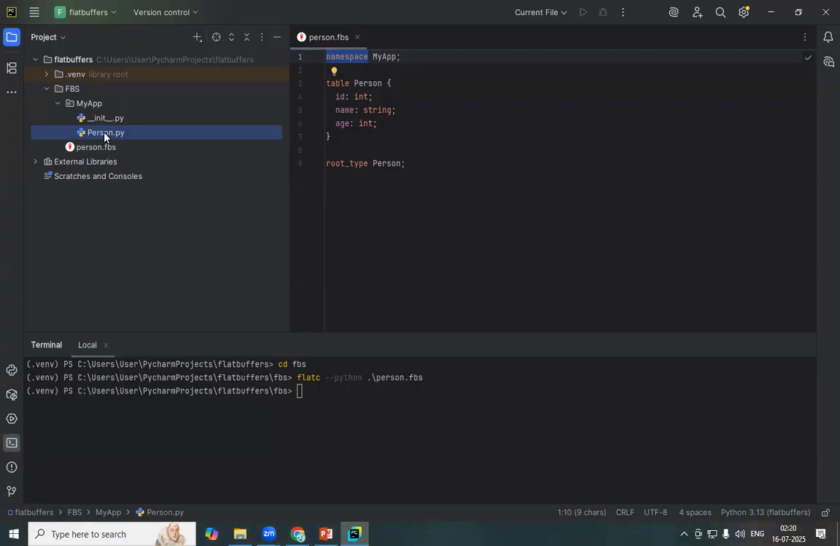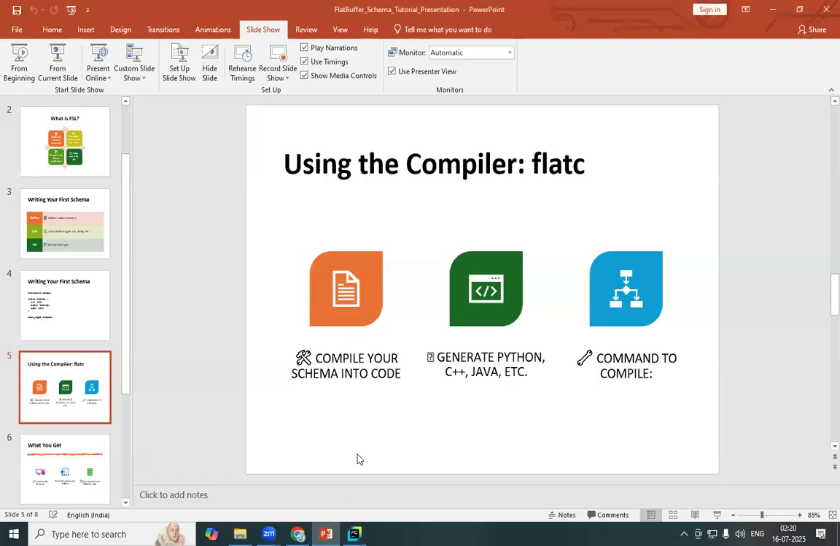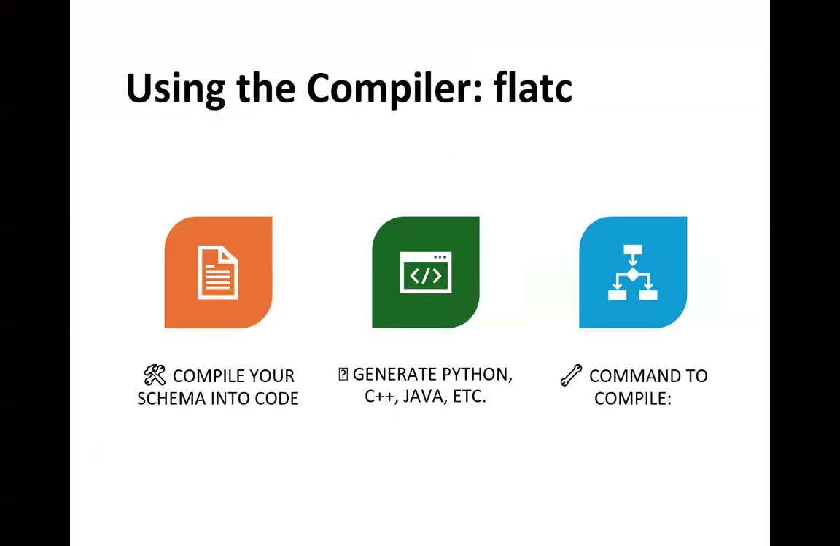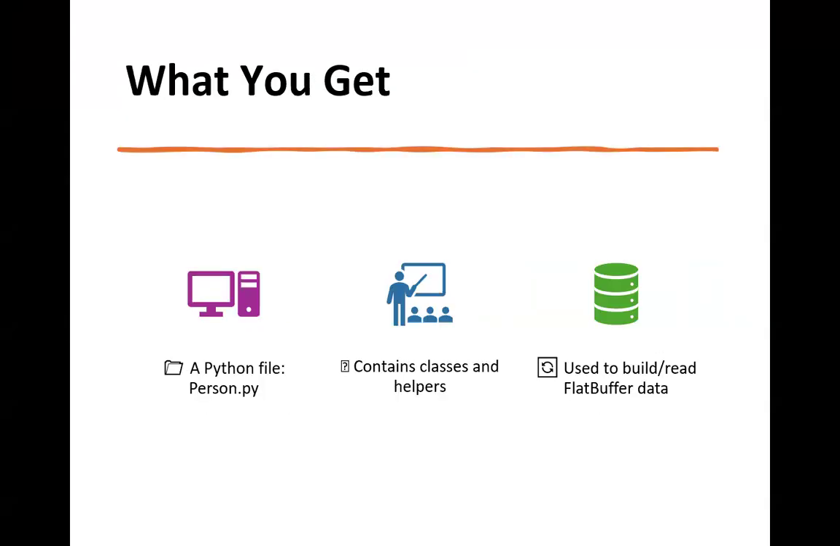We can also generate code for other languages by using --cpp for C++, --java for Java, and --go for Go, and many more such. So now, after we have generated the py file, we get a file person.py that has the classes and functions to build and read the FlatBuffer data, and also constants and types defined in the schema. This file is what we will use in our app or script to work with real data the FlatBuffer way.